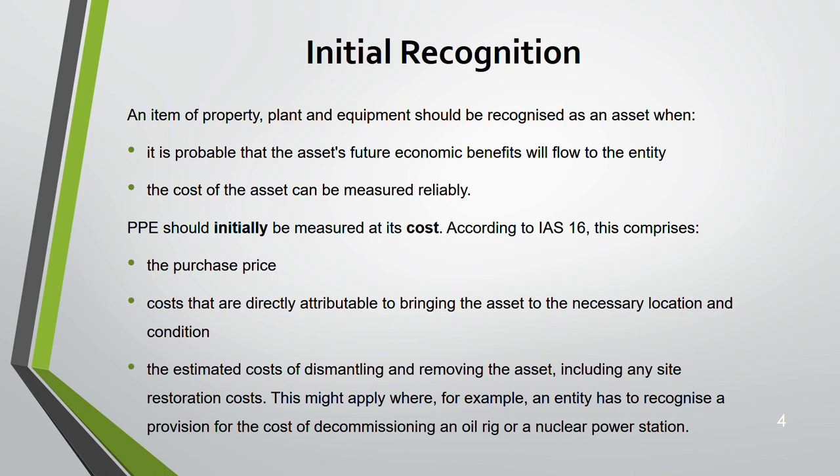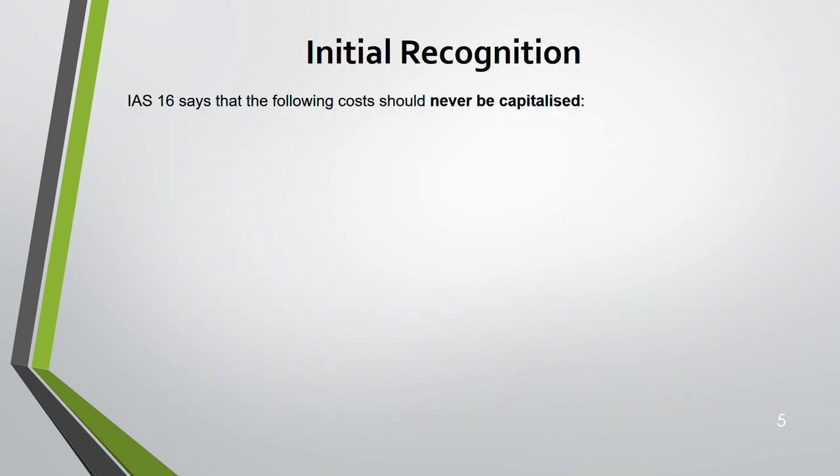So what should entity do for this type of cost? They have to provide a provision for this cost. For an example, you have to recognize a provision for the cost of decommissioning an oil rig or a nuclear power station. Then these are the costs that you should never capitalize.